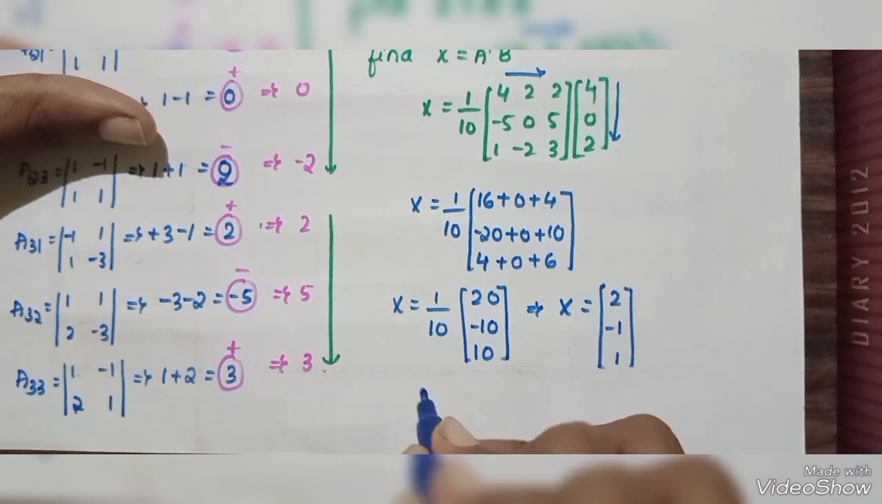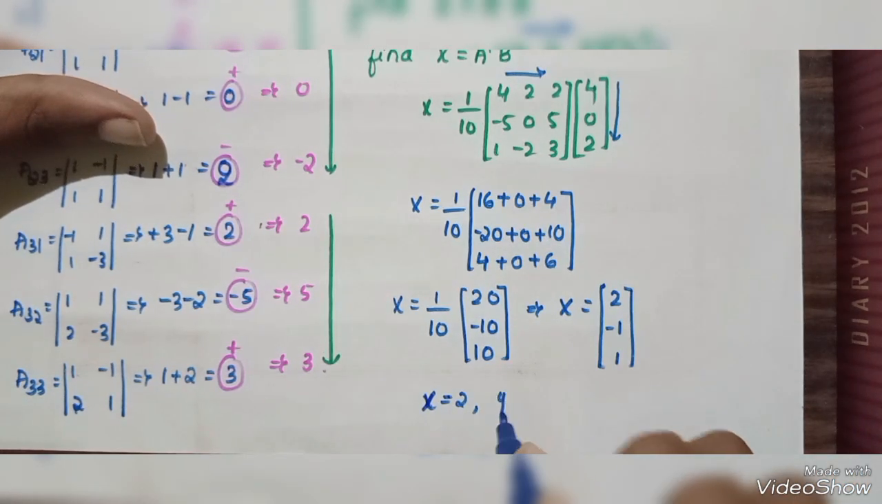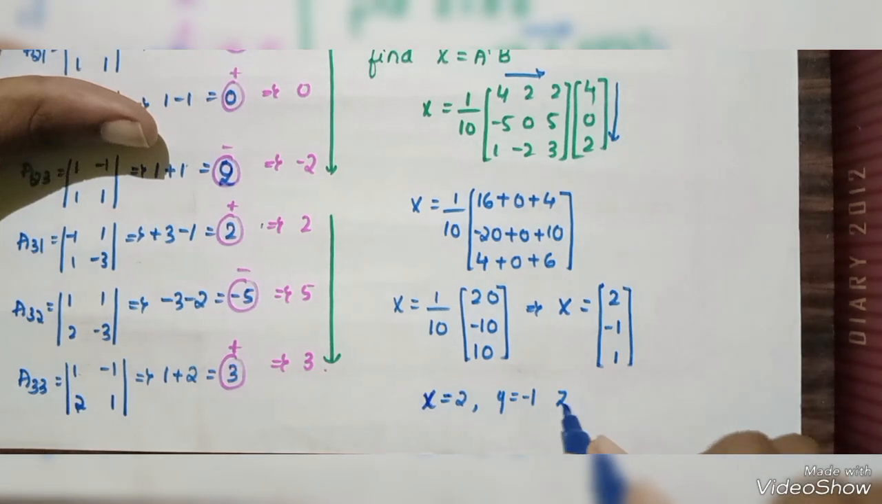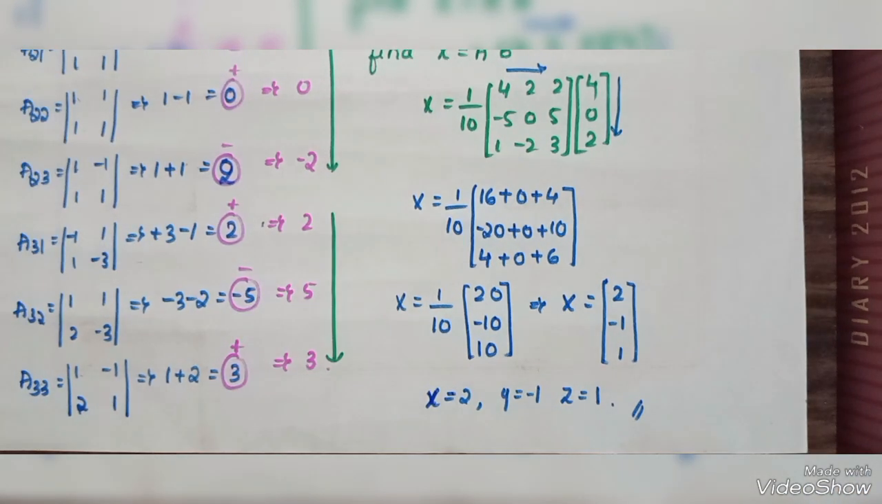Therefore x is equal to 2, y is equal to minus 1 and z is equal to 1. This is the solution of question number 12. When you practice more, you get good results.